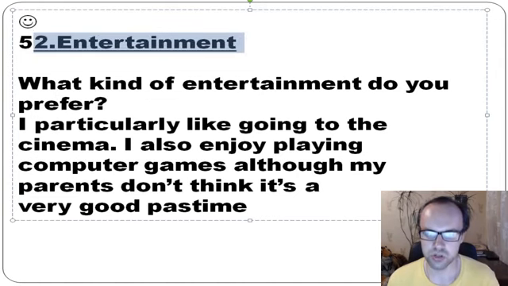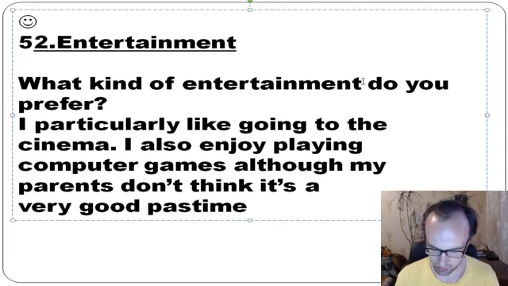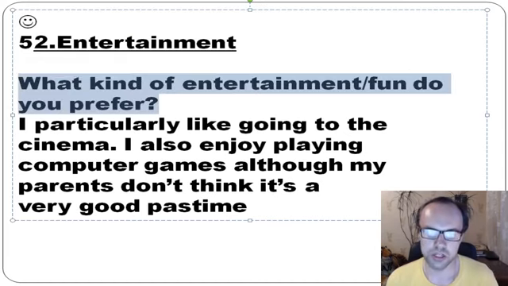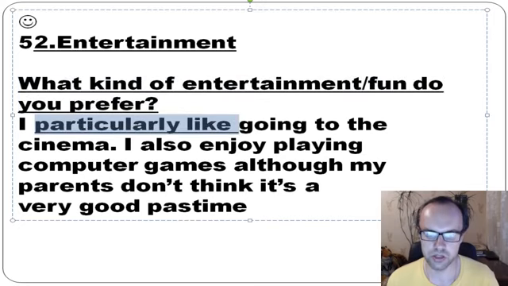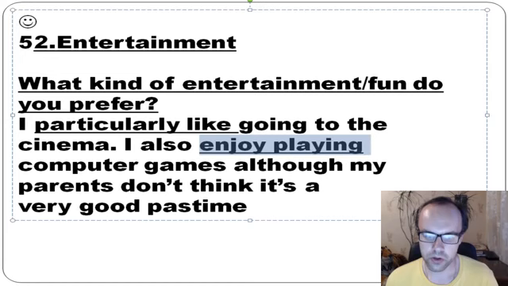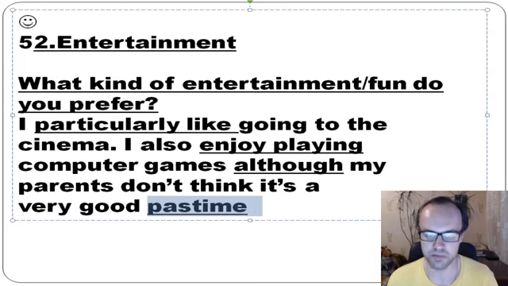So, entertainment. What kind of entertainment do you prefer? Or entertainment or fun? Fun. I particularly like going to the cinema. So, say I particularly like going to the cinema. I also enjoy playing computer games, enjoy doing something. Although my parents don't think it's a very good pastime. Although means but. My parents don't think it's a very good pastime. It means that they don't think that I spend this time very effectively. So pastime, how I spend this time.